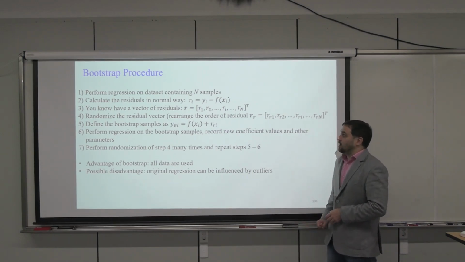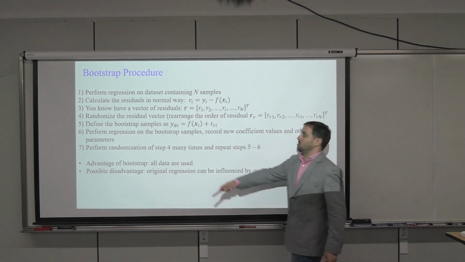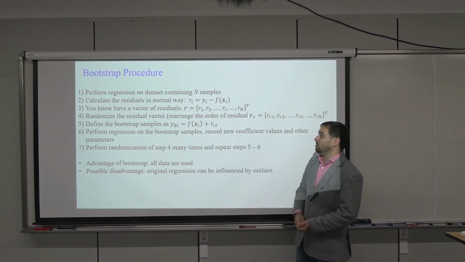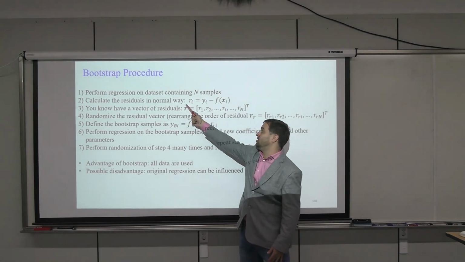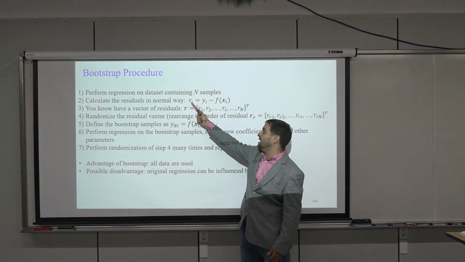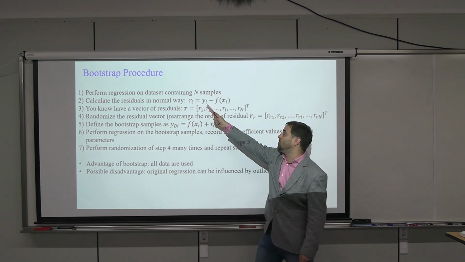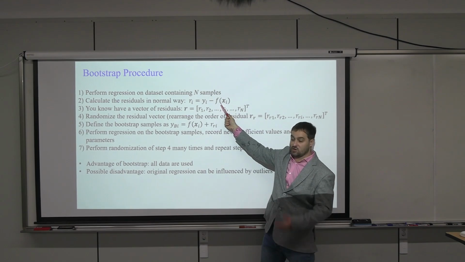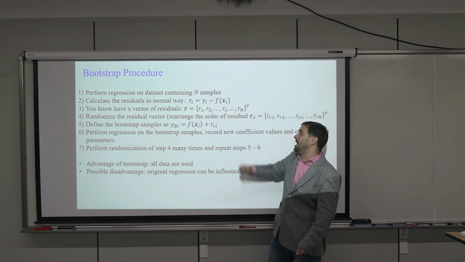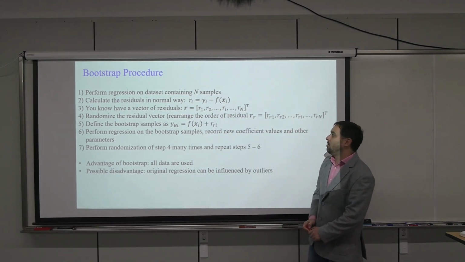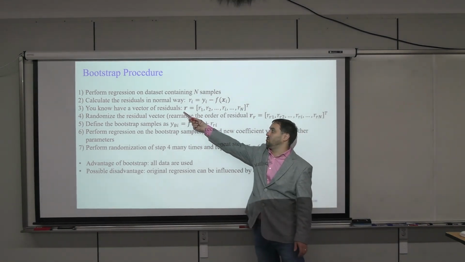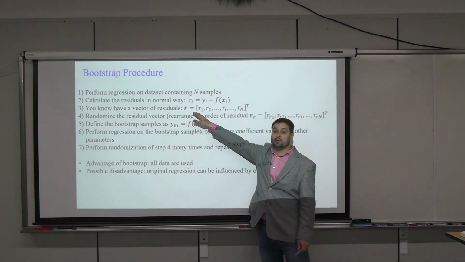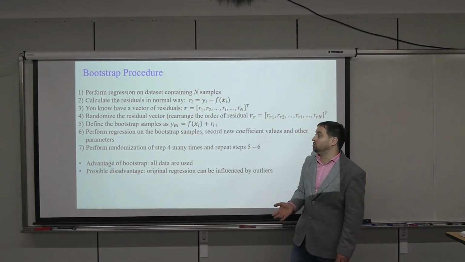The first step, just like the jackknife, is you perform the regression on the data set containing your M samples. Then, like we always do, you calculate the residuals in the normal way. So the ith residual equals yi, the data point, minus the regression model evaluated at input xi. And so now you have a vector of residuals, your n residuals, which you already built in order to make your residual plot.